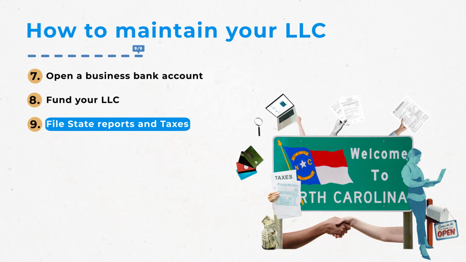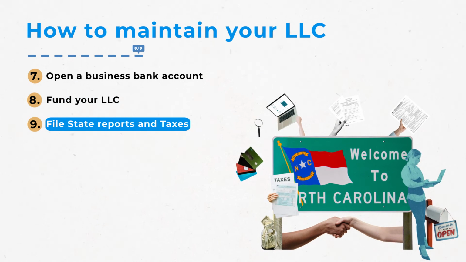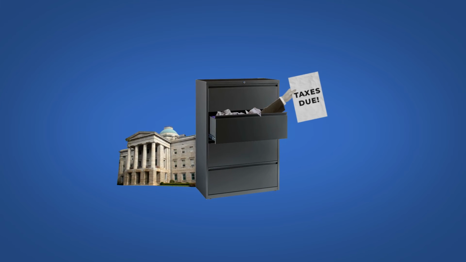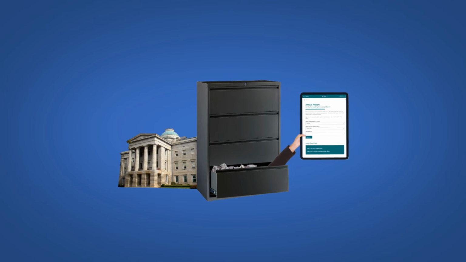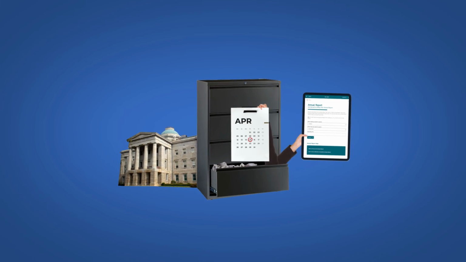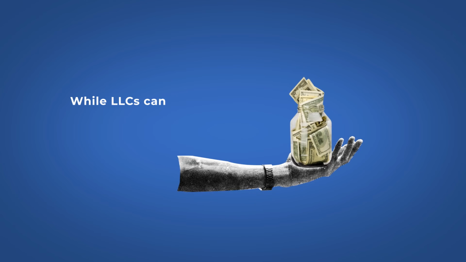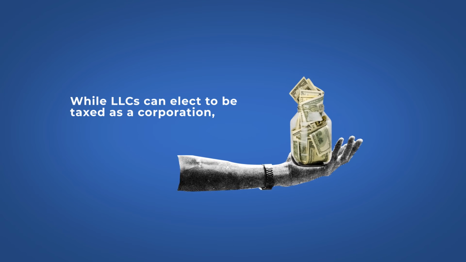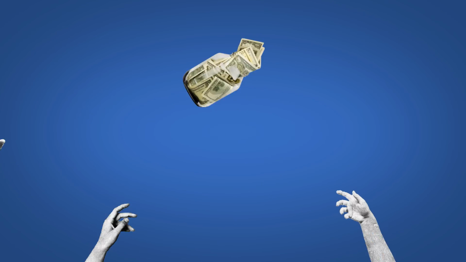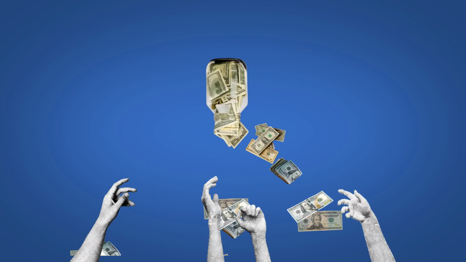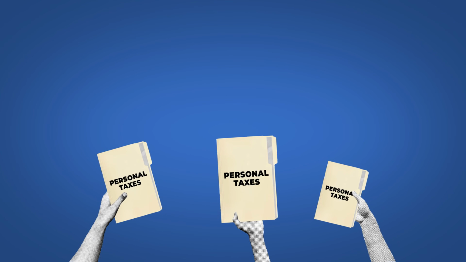Now for the 9th and final step of maintaining your North Carolina LLC. You'll need to pay taxes and stay up to date with state filings to keep your business in good standing. In North Carolina, you will need to file the annual report with the Secretary of State every year on April 15th. While LLCs can elect to be taxed as a corporation, the IRS automatically treats your LLC as a pass-through entity. This means your LLC's annual profits will be distributed to its members, who then report those profits as income on their personal tax filings.